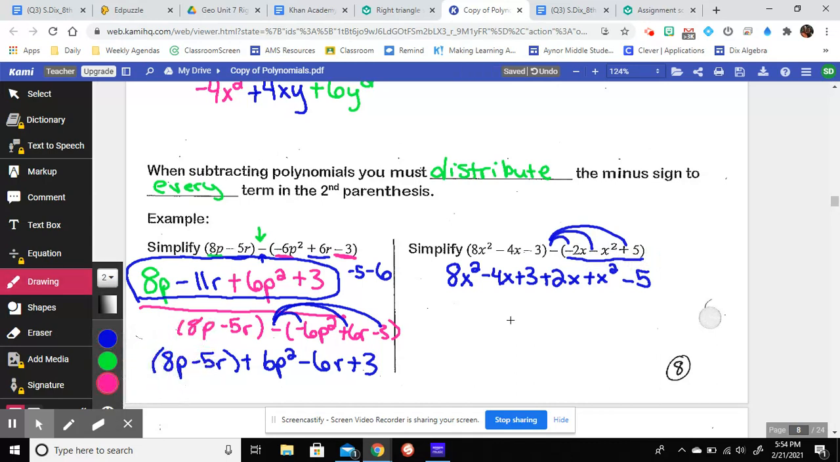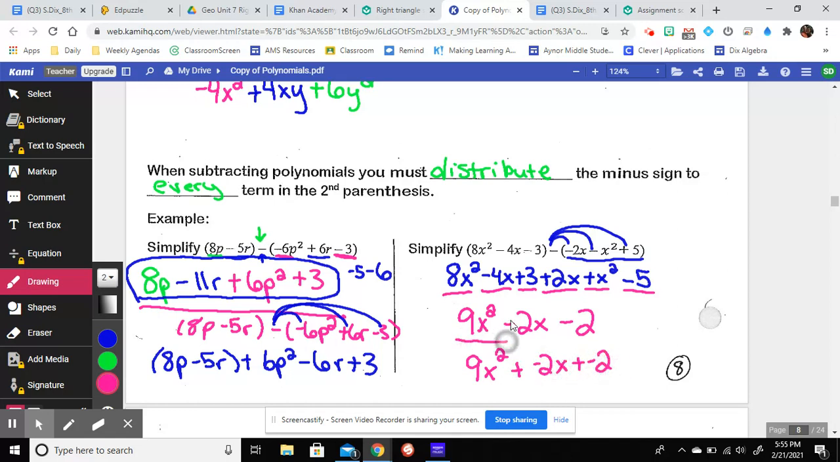And now we can combine like terms. So I have an 8x squared and a plus x squared. So 8 plus 1 is 9x squared. Then I have a negative 4x and a positive 2x, so that's negative 2x. And then I have a positive 3 and a negative 5, so that is negative 2. If you put plus signs in between them but had negatives on the next piece, that is the same thing. So you need to know for multiple choice that these two answers are exactly the same.